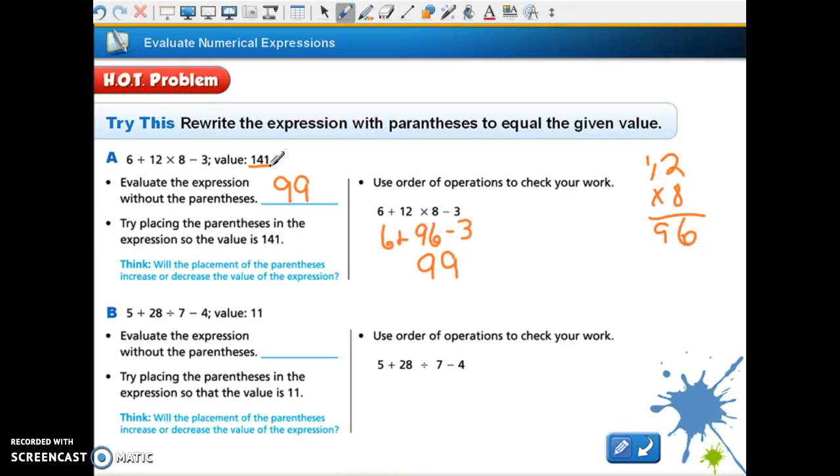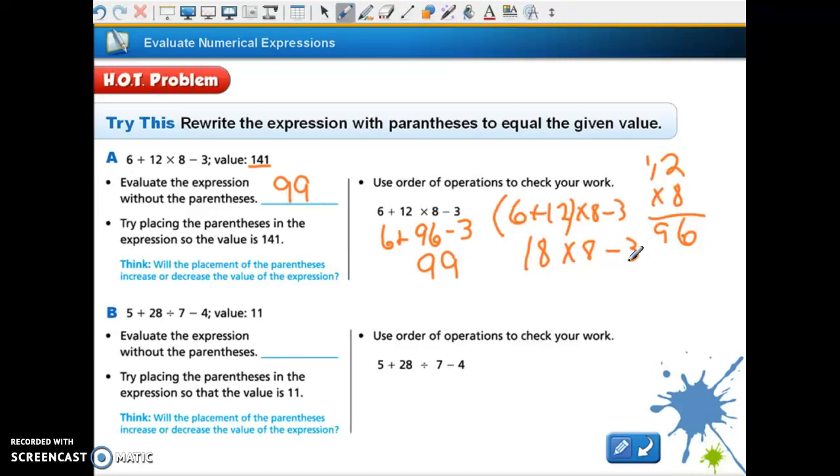So we need our expression to be more. So right here we just multiplied 8 times 12. What could we do to make that larger? 6 plus 12 times 8 minus 3. Well, if I added these two things and then multiplied, I'd be multiplying larger numbers. So 6 plus 12 is 18. I'm going to go over to the side, and then I'm going to multiply that by 8 minus 3.